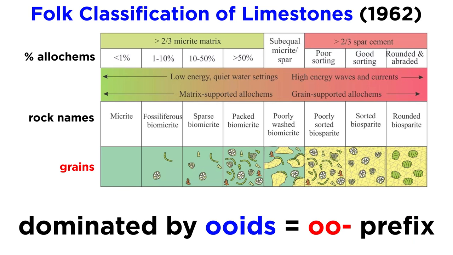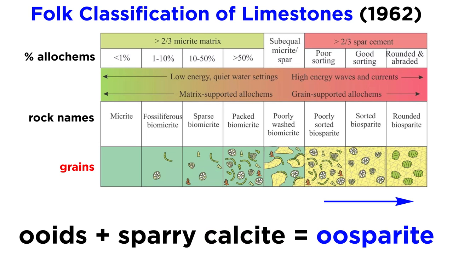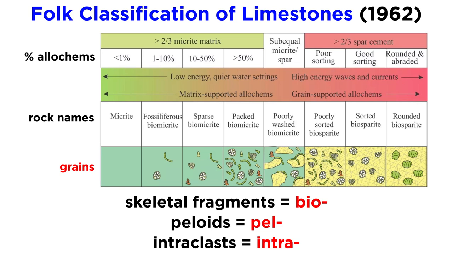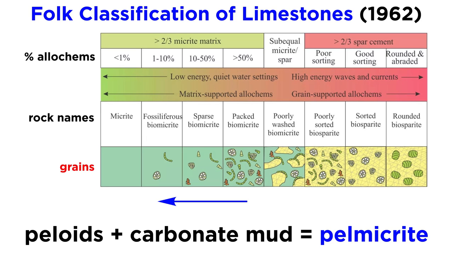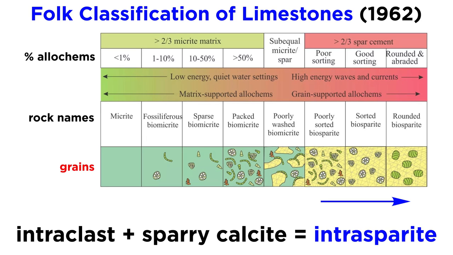If the carbonate grains are dominated by ooids, add the prefix oo to the first term. So a rock composed of ooids with abundant sparry calcite cement would be classified as an oosparrite. Other modifiers based on the type of carbonate grain are bio for skeletal fragments, pel for pelloids, and intra for intraclasts. So a biosparrite refers to a rock dominated by skeletal fragments and sparry calcite cement. A pelmicrite refers to a rock dominated by pelloids and carbonate mud. And an intrasparrite refers to a rock dominated by intraclasts and sparry calcite cement.